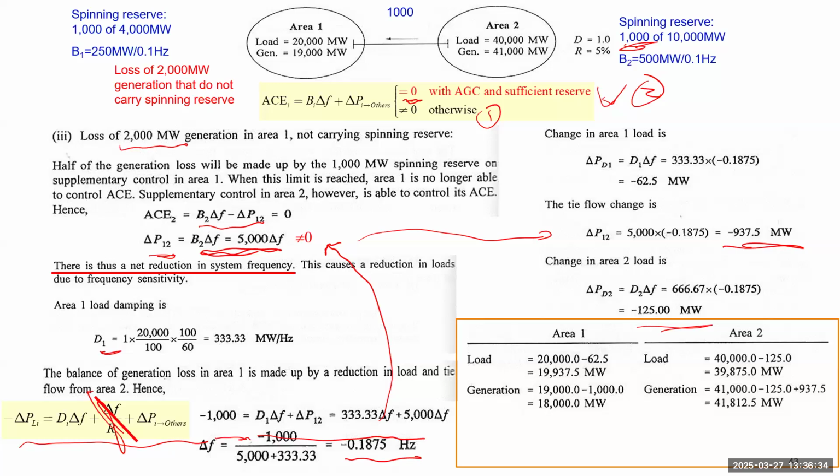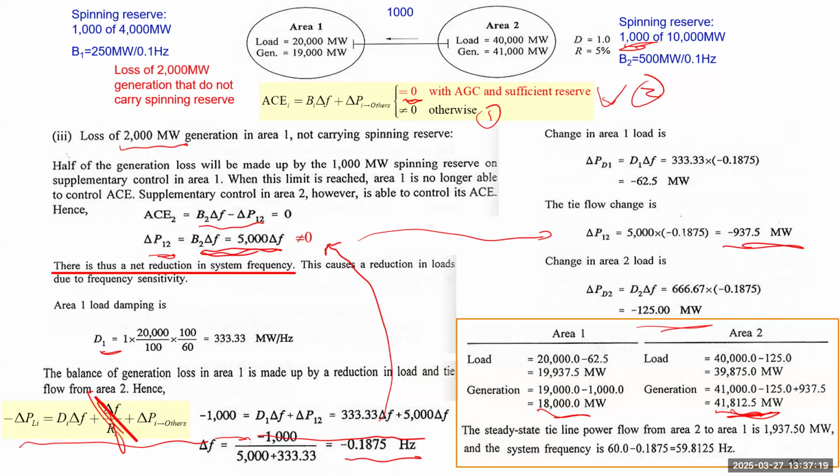So finally, the load in area 1 will be decreased, and area 2 will also be decreased. And generation in area 1 will increase by 1,000 megawatt to use up the remaining spinning reserve. And the generation in area 2 is changed. It will use up some spinning reserve, but because area 2 still maintains the governor functioning, this will be the new generation. So if you calculate the tie line flow, the steady state tie line flow from area 2 to area 1 will be 1,937.5 megawatt. The new frequency is slightly lower than 60 hertz. So this will be the new tie line flow.